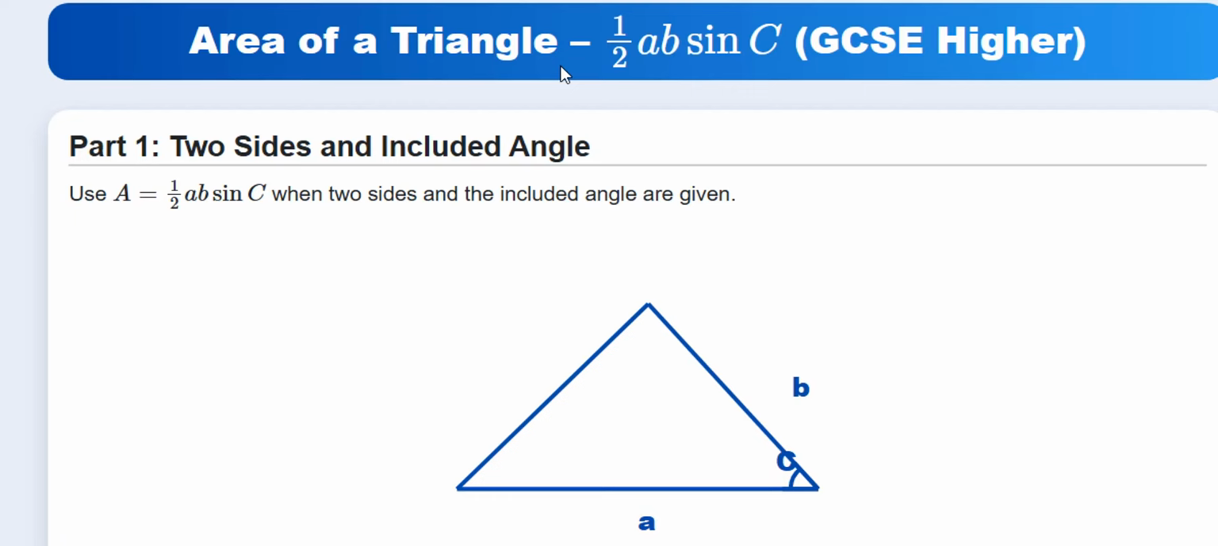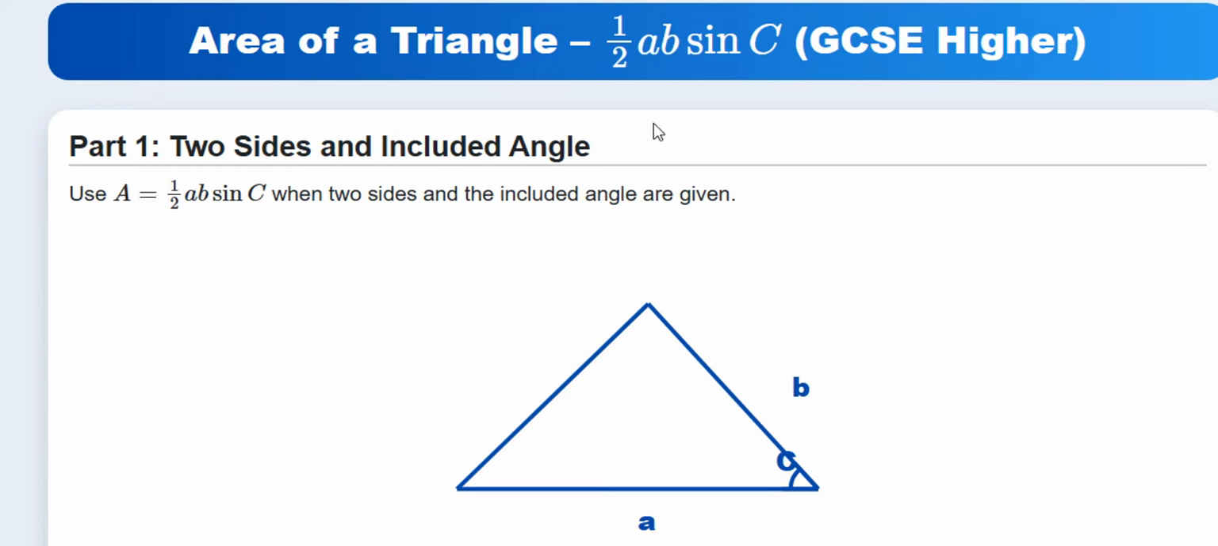Hello, this is lesson 2 of the 10 lessons where we are learning about how to find the area of different quadrilaterals. And in this lesson 2, we are going to learn how to find the area of a triangle where you are given two sides and an included angle.